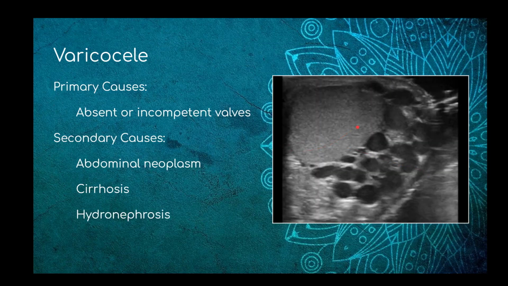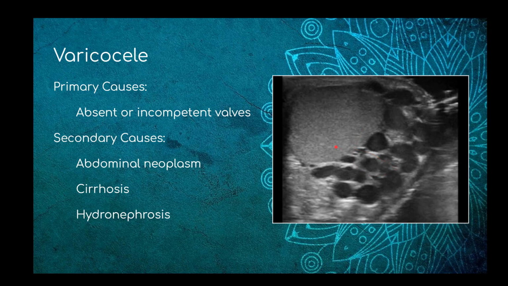So primary causes of varicoceles are going to be absent or incompetent valves. And again, we know that we have valves in our veins to keep the blood flowing in the right direction. They get worn out or stop working, and then the blood just kind of falls back to the original spot. So just like the legs, where we call those varicose veins, these are varicose veins basically up the testicle.